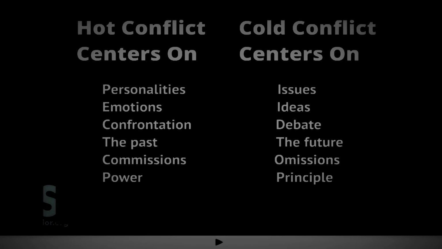Hot conflict deals with the past, whereas cold conflict deals with the future. Hot conflict deals with commissions, whereas cold conflict deals with omissions. Hot conflict deals with power, and cold conflict deals with principle.